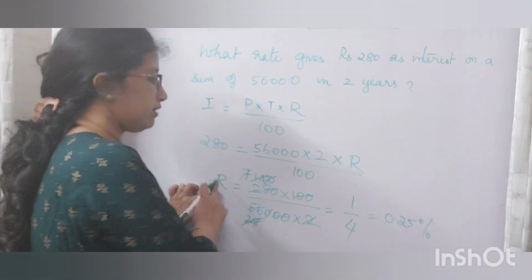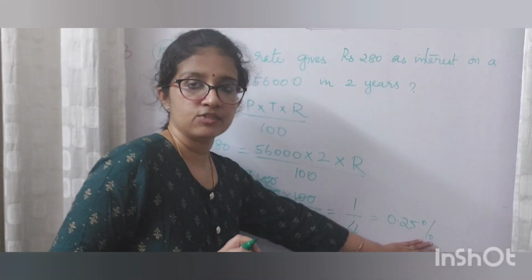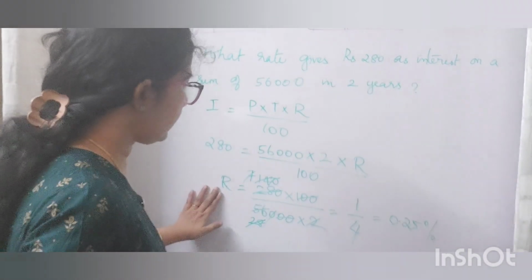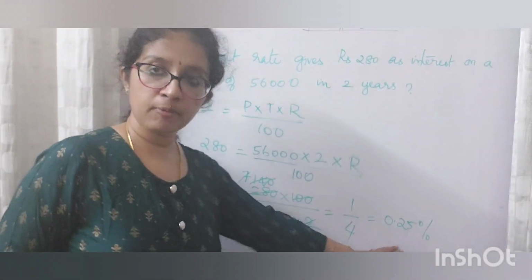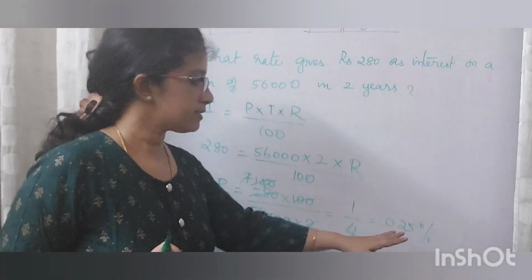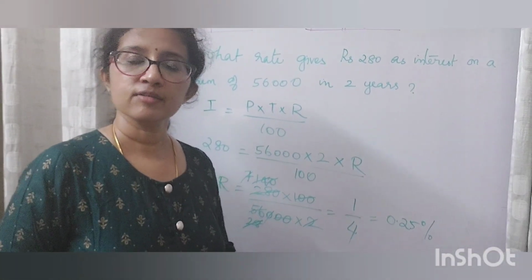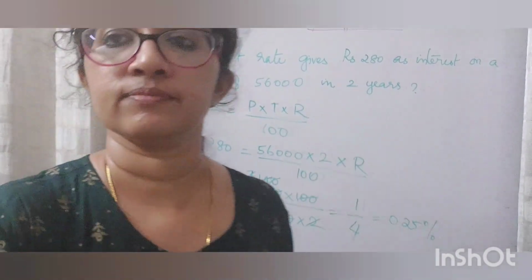So this rate value whatever we are getting is directly percentage. Okay. We don't have to again convert it into percentage. So rate whatever we are getting here is in percentage. So if you are getting 0.25, we have to write it as 0.25 percentage, not 25 percentage. Okay. Clear with this? Okay, now let's move on to our next question.